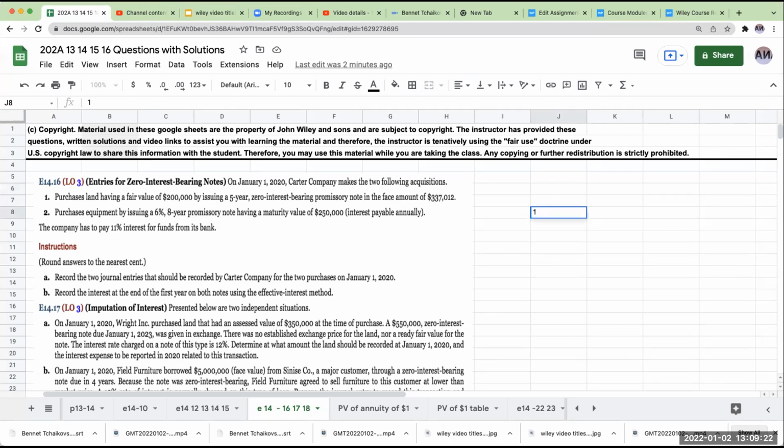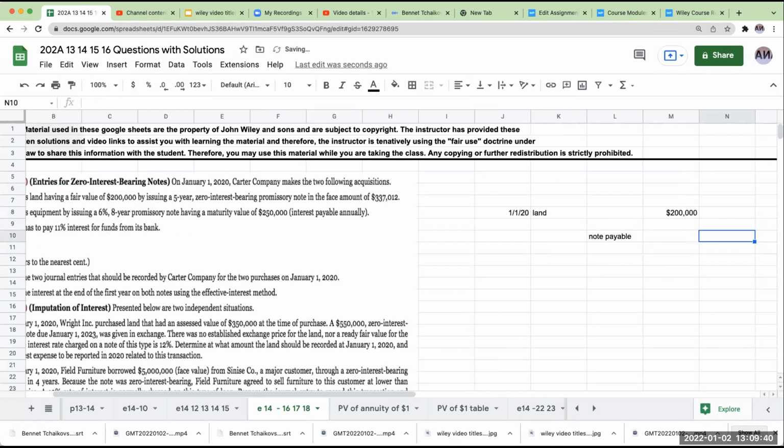Well, the journal entry for this is going to be 1/1/20. I'm going to be getting land, which I will record right now as 200,000. And then we're going to do a note payable of $337,012. The difference here is going to be a discount on notes payable, which will be $137,012. So my total debits equal my total credits. Now, how did we get to that $337,012? Where did that really come from? To record purchase of land.